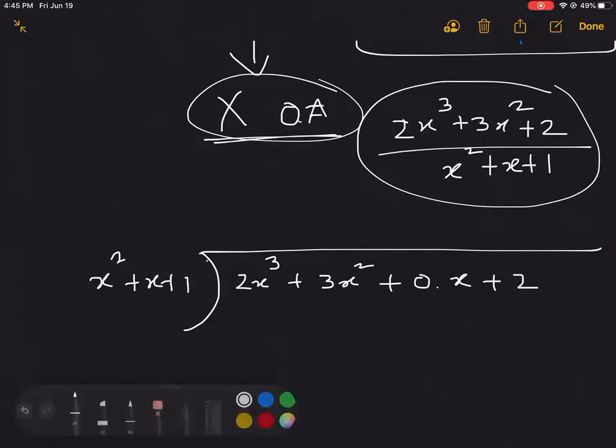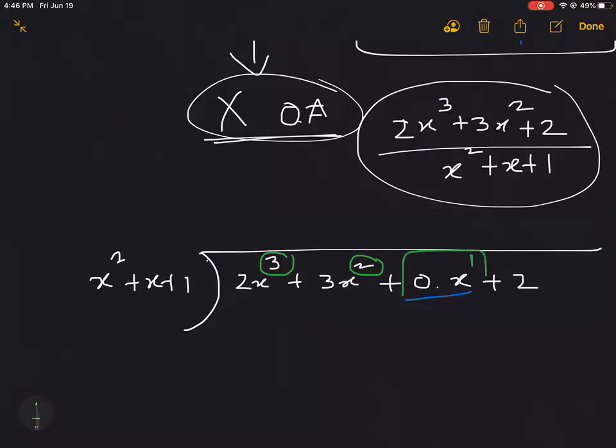If you are wondering why I wrote this 0x, if you remember from Math 95, to keep the consistency of the powers, we want to do this. As you can see, the power of x is 3 here, there is 2 here, so we expect something of x to the 1 here as well. As we don't have anything like that, we can always write 0 times that, because 0 times anything is 0. So in that sense, we can maintain the consistency.